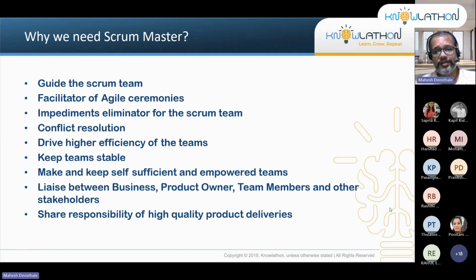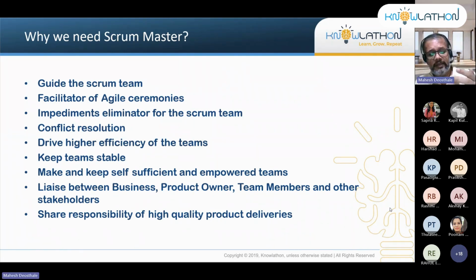Be it better documentation, be it bringing better processes in place, be it bringing collaboration with the other teams in place. So whatever the different ways and means that would suit the project environment, the business requirements, the Scrum Master will bring it, and they will always be looking for increasing the efficiencies of the teams. They would also be working on keeping the teams stable. Now, keeping teams stable is one of the agile principles, correct? And that is exactly what the Scrum Master will try to implement, will try to roll out on the ground.